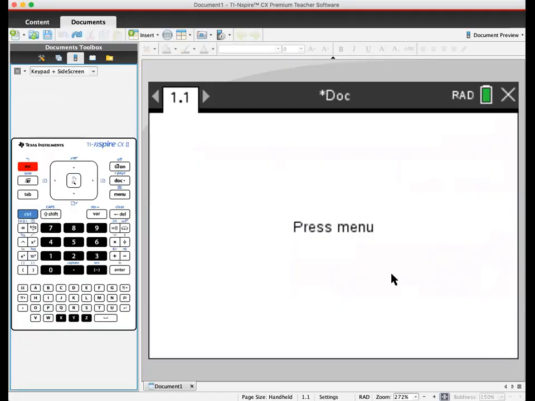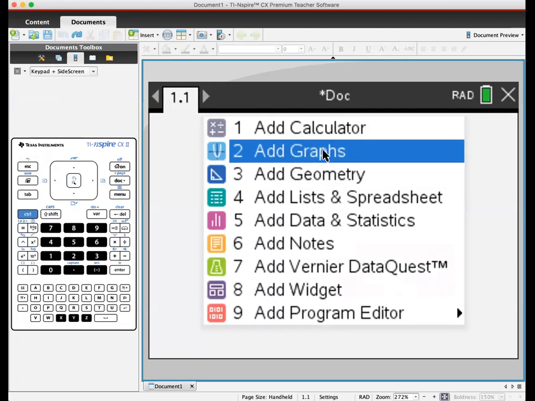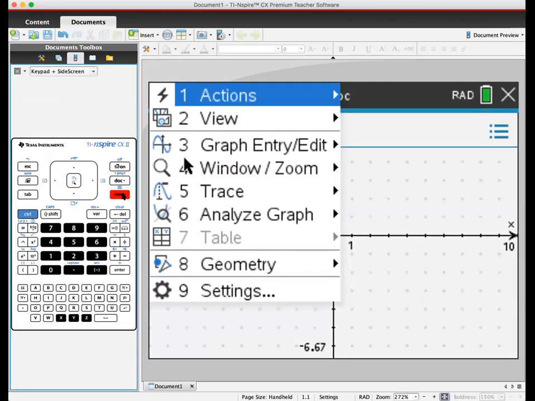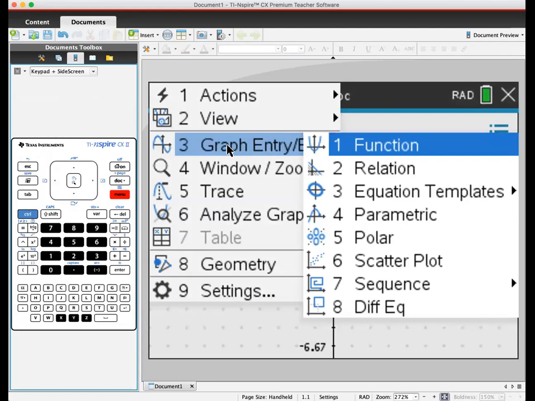So now we're looking at the calculator. I'm going to add a graphs page. And here, normally we're entering functions. So we can see that the entry line says f1 of x. But we want to change that so we can enter a circle in this equation where the center and radius are clearly denoted. So I'm going to hit menu, and then I'm going to hit graph entry edit.